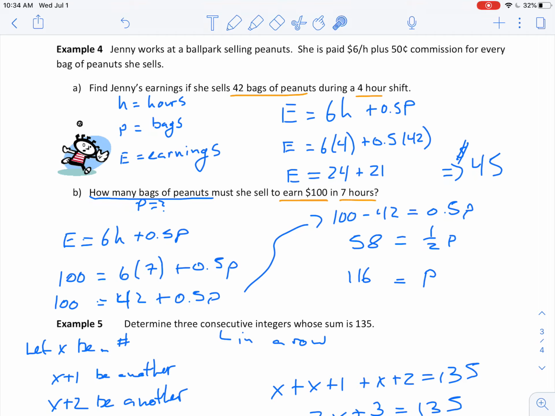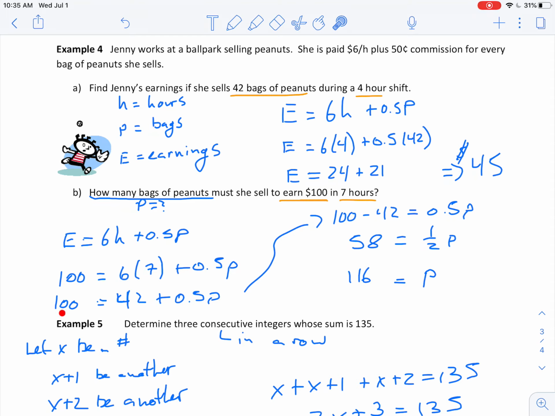So if I have my equation that I've set up from up top, E equals 6H plus 0.5P, I know how much we want to earn. We have $100, and I know the time, which is 7 hours. And I need to find the number of bags she needs to sell. So I'm just inputting the information I'm given into different spots in the equation.